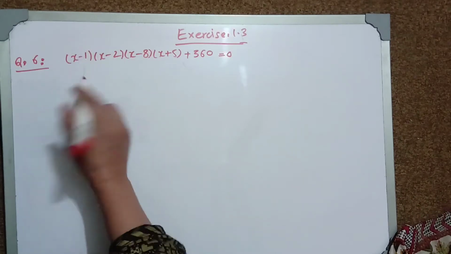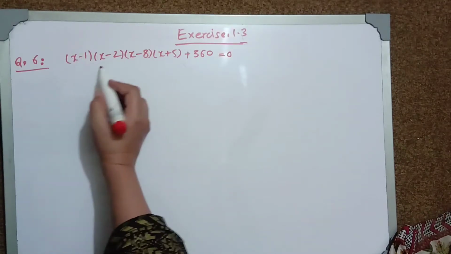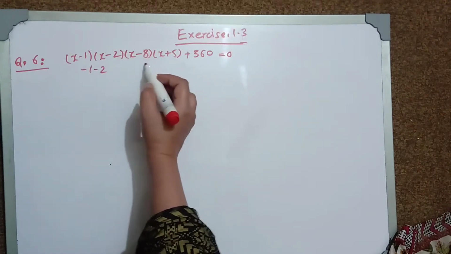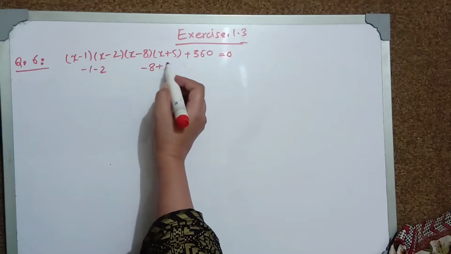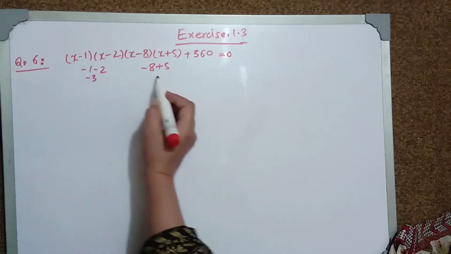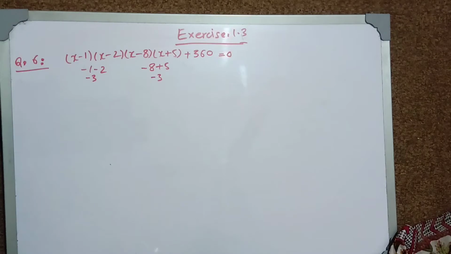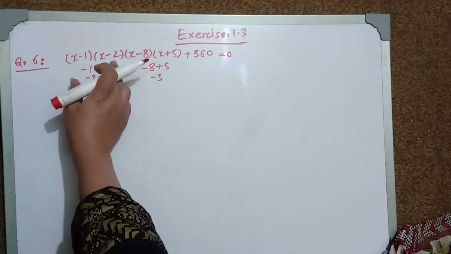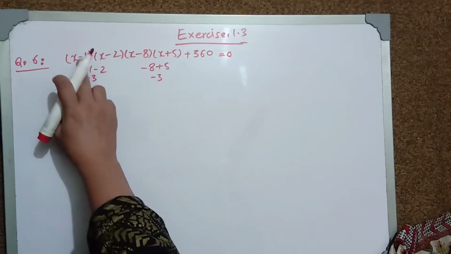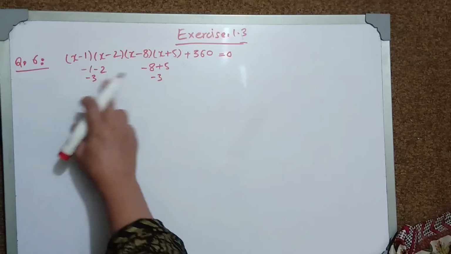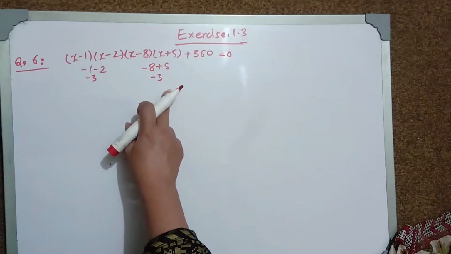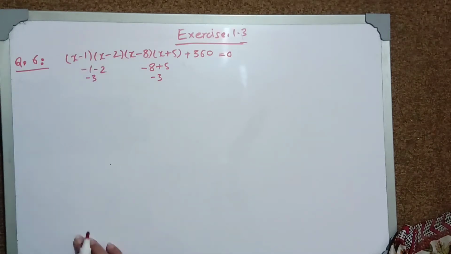Like if I add the constants in the first two, it's -1 -2. Likewise, if I solve these constants, -8 plus 5, this one gives -3 and this one also gives -3. So here the arrangement is already okay. If it's not, then you will rearrange the brackets and write together only those two brackets whose constants on solving give the same answer. Like in this case we got -3 and -3, so this arrangement is already correct.